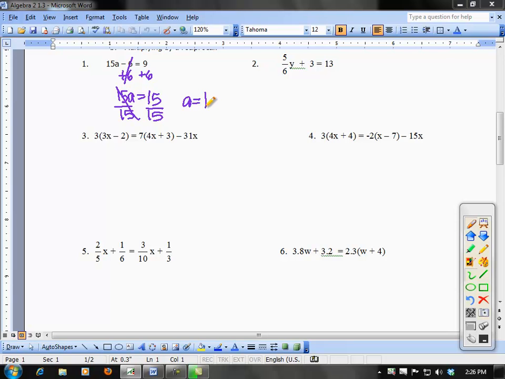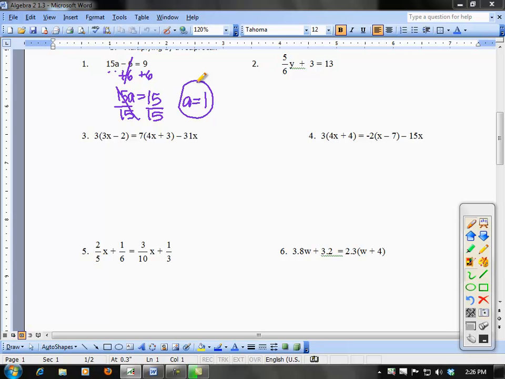What you'll want to make sure, though, is that the answer is actually correct. So take the 1 and plug it back in. 15 times 1 is 15. Minus 6 makes 9. If you say that's correct, then I circle my answer. Okay? Let's get a little harder.